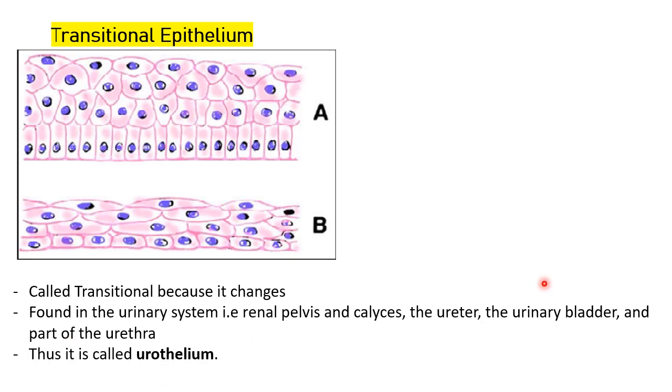Because it is found in the urinary system, it is called what? Urothelium. I hope that makes sense. So it is called transitional. How does it transit, or how does it change? For example, I'll give an example of the urinary bladder. Whenever the urinary bladder is not filled up with urine, the cells actually appear to be cuboidal because it is at rest. But when it is filled up with urine, the cells appear flat because the bladder has been stretched. So that's why it's called transitional epithelium, because the cells change their shape.